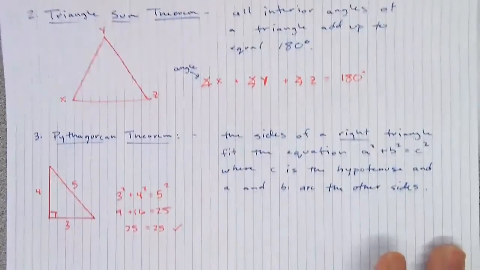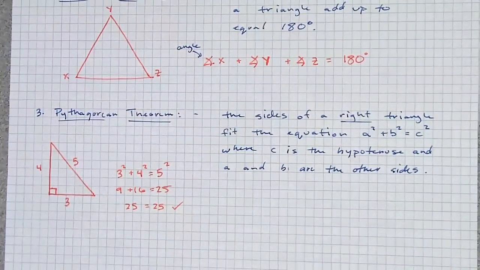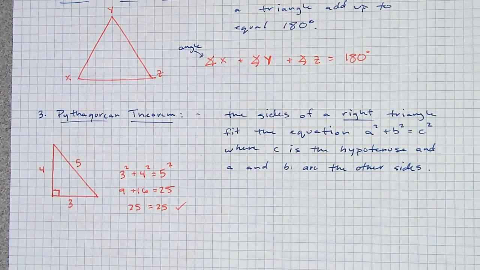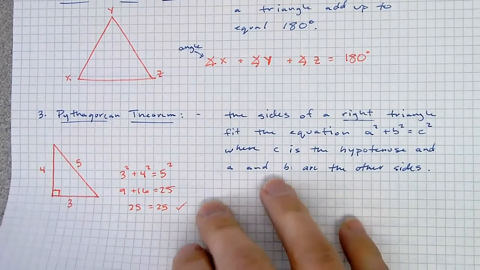All right, next one, again, probably heard it in some capacity, the Pythagorean theorem. The sides of a right triangle fit the equation a squared plus b squared equals c squared, where c is the hypotenuse, and a and b are the other sides. Little example over here on the left as well. All right, so a little more confusing moving forward.